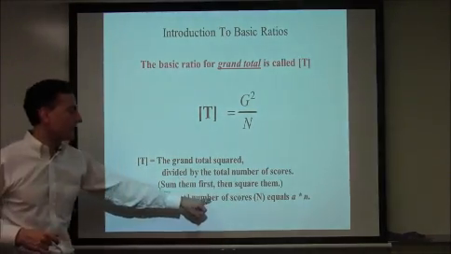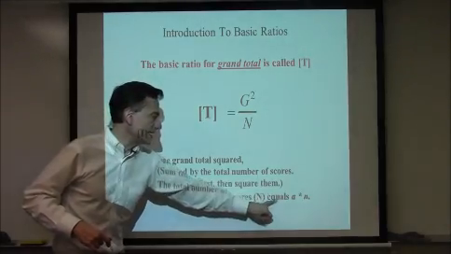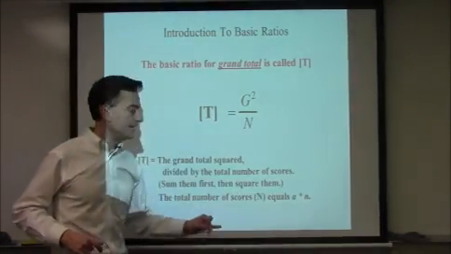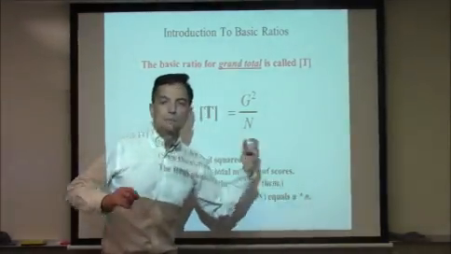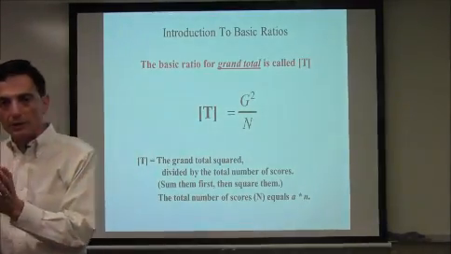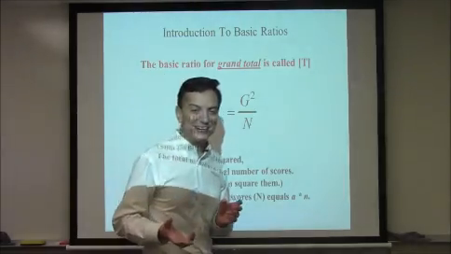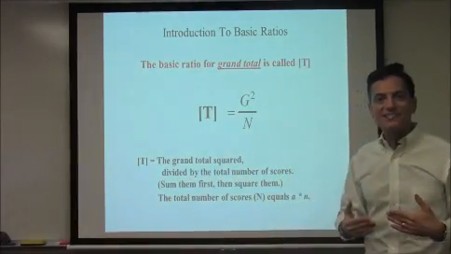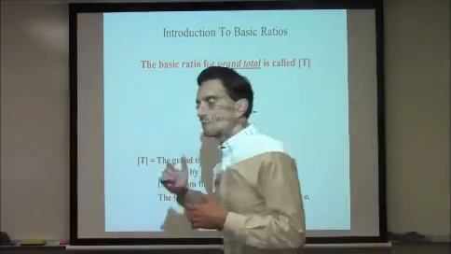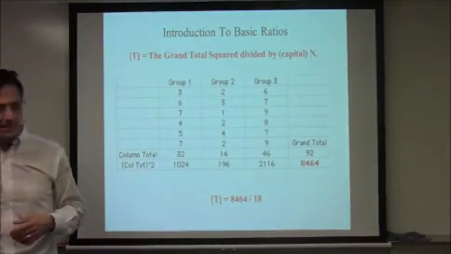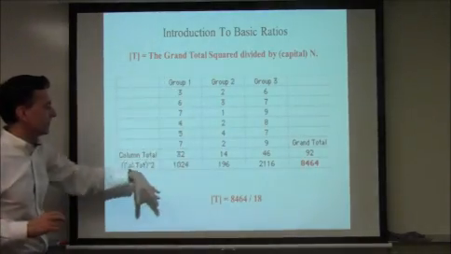The total number of scores, and that's the capital N, is equal to the number of conditions that we have, signified by A, times the number of participants that we have per condition, lowercase n. All of these formulas are working with a simplifying assumption that we have equal numbers of participants in each of our groups. In this case, we're using 3 groups. Okay, let's see if we can see where those numbers are coming from.